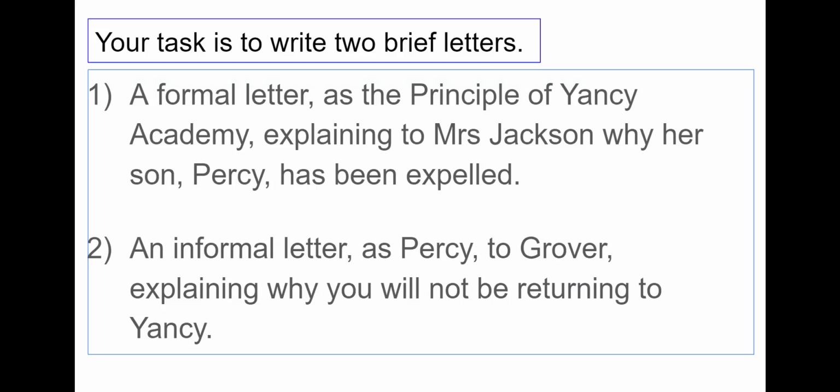So your task today is to write two brief letters. A formal letter as the principal of Yancey Academy, explaining to Mrs. Jackson why her son Percy has been expelled, and an informal letter as Percy to Grover, explaining why you will not be returning to Yancey.